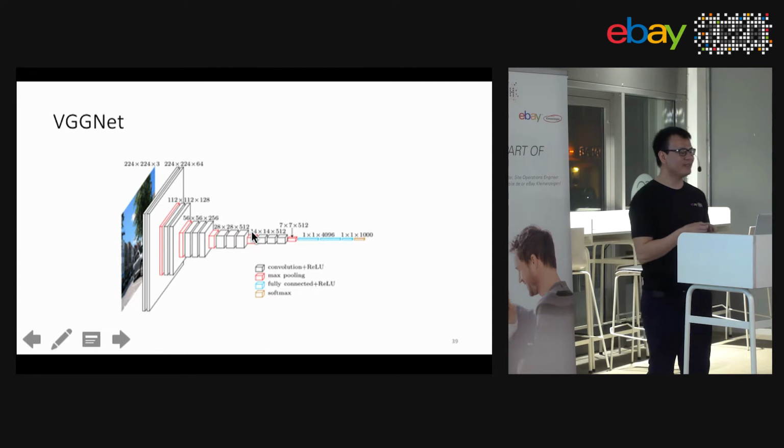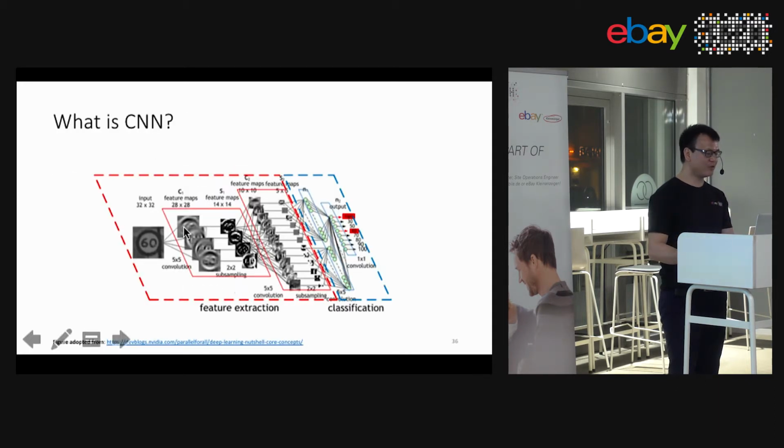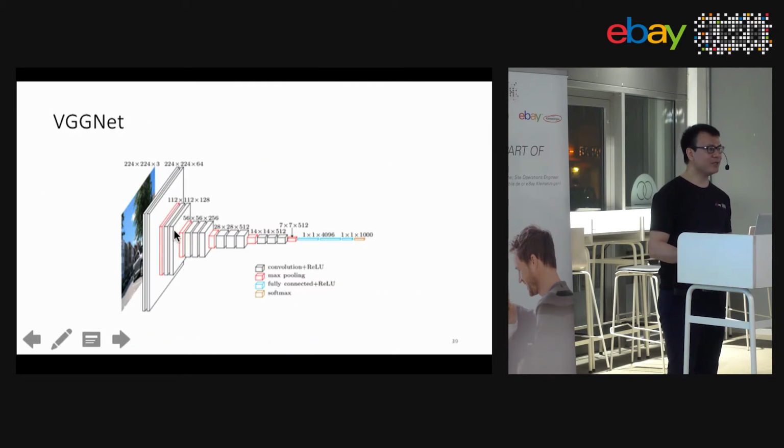The difference between VGG and the first generation of convolutional neural network is that in the first generation, every convolutional layer is followed by a pruning layer, as shown here. Every convolution layer is followed by a pruning layer. But in this VGG model, several convolutional layers could be followed by one pruning layer. Can you see the difference? Okay.